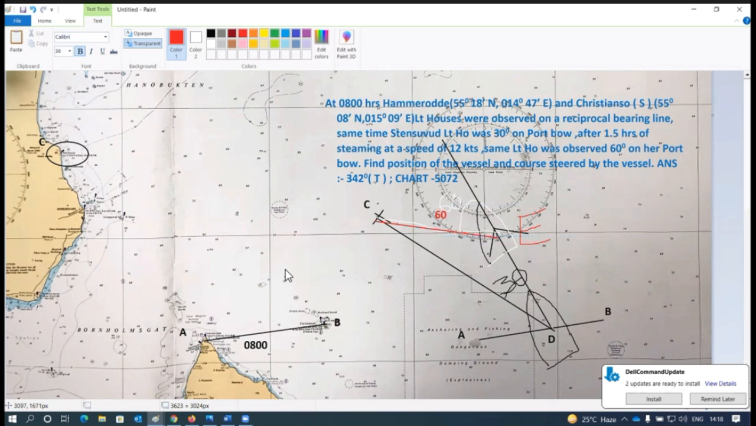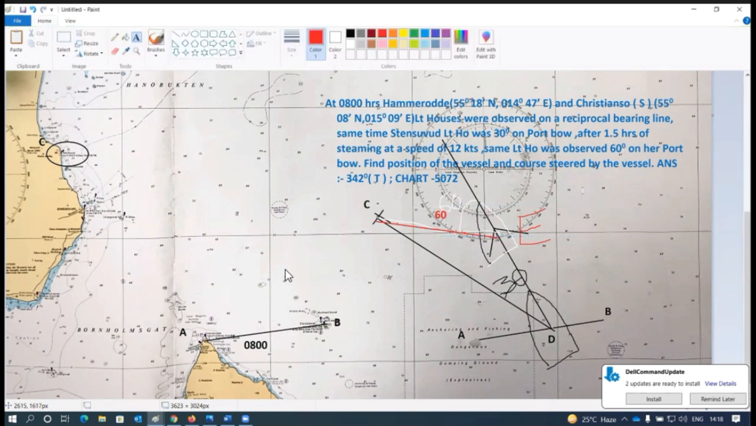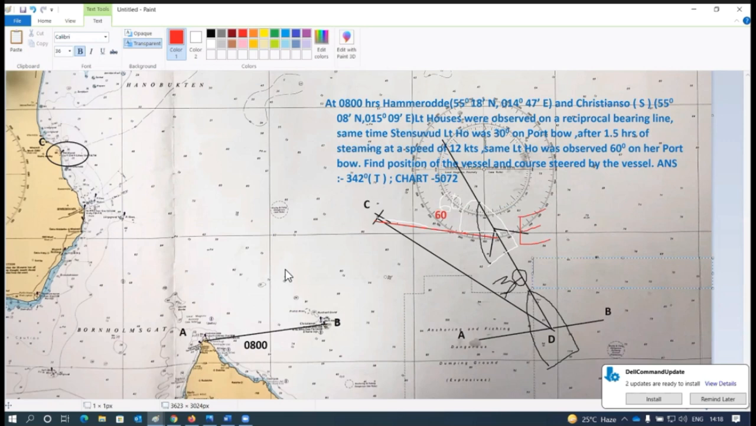So now D to E is the distance run. Vessel is reaching E point after 1.5 hours. So this is my 18 miles, D to E. And the double angle of the bow concept, whatever I said in the day's work, if you can, you can remember: distance run is equal to distance off. DE is equal to CE. CE distance also 18 miles.